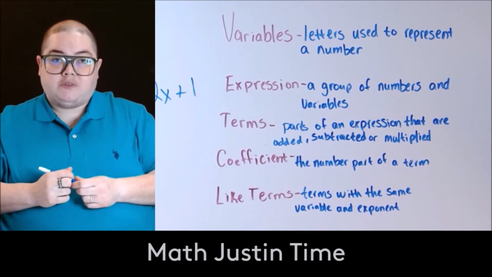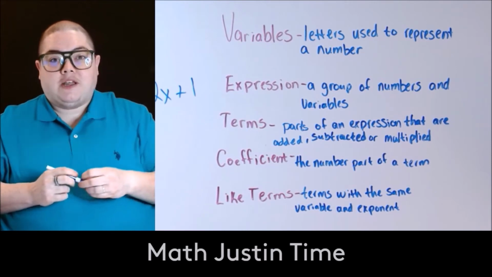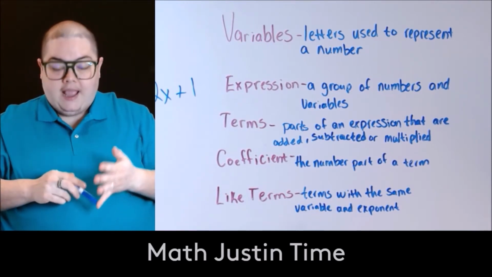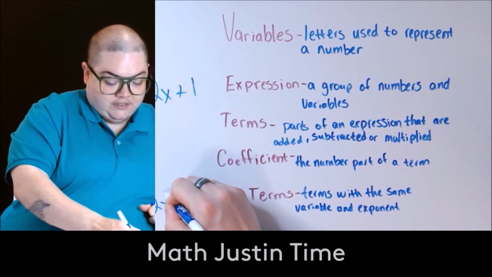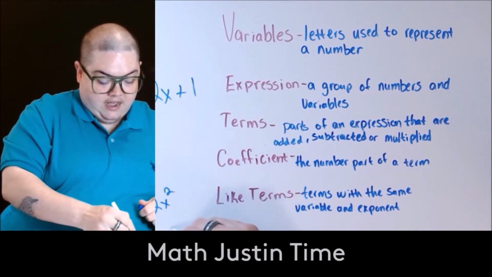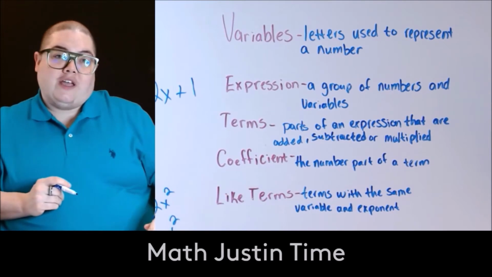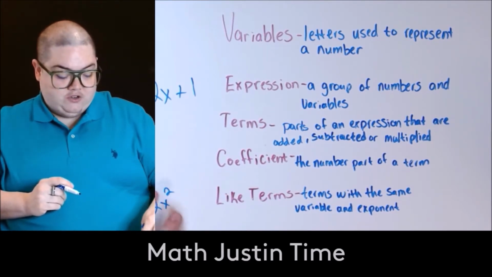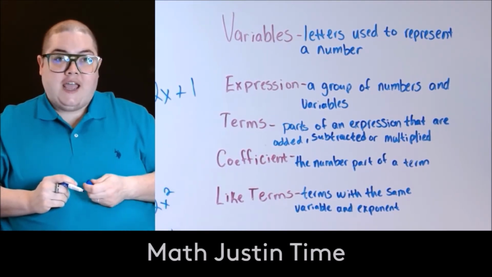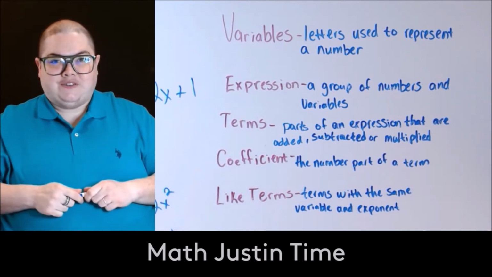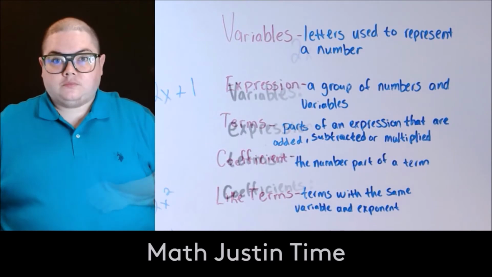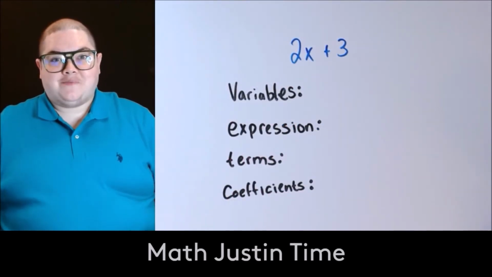And like terms. Like terms are terms that have the same variable and the same exponent. So if we had 2x squared and x squared, these are like terms. But if we had 2x and just x squared, these are not like terms. And we'll go over these in detail some more in some examples. So let's do a couple of examples.